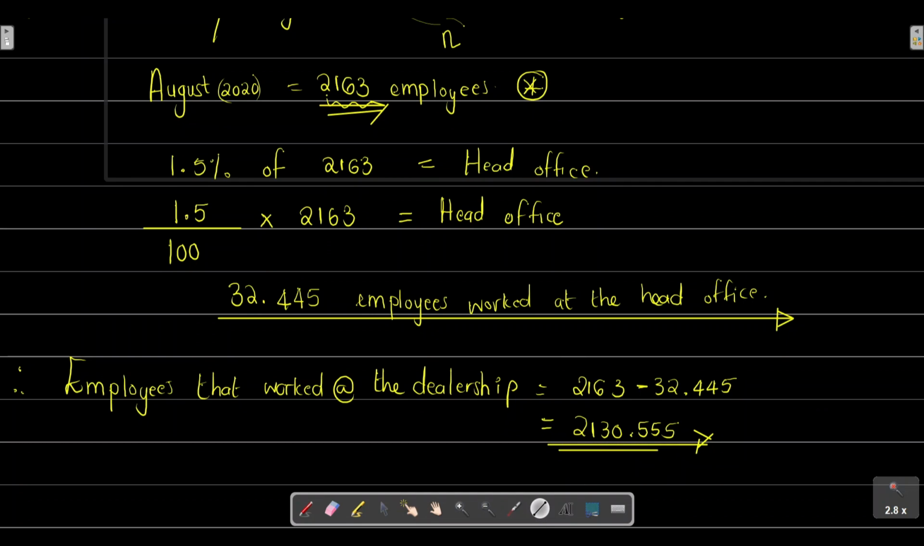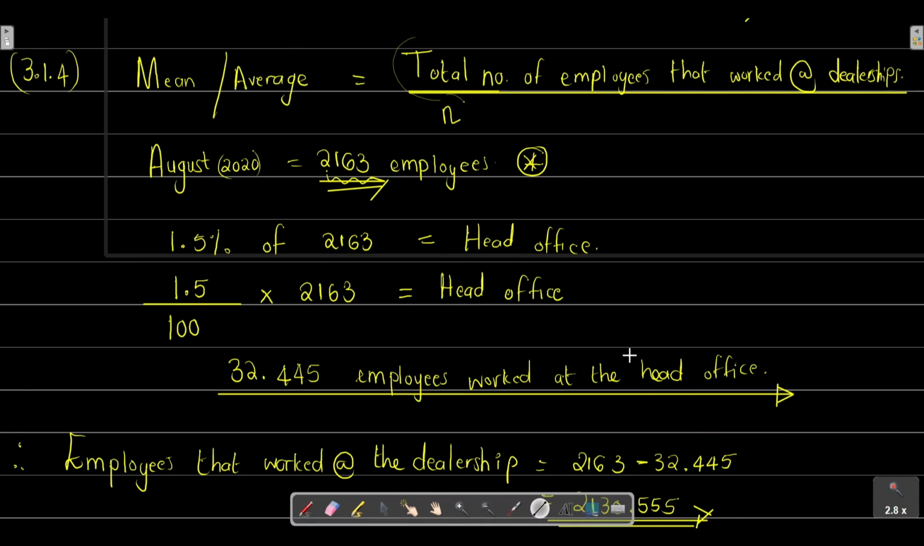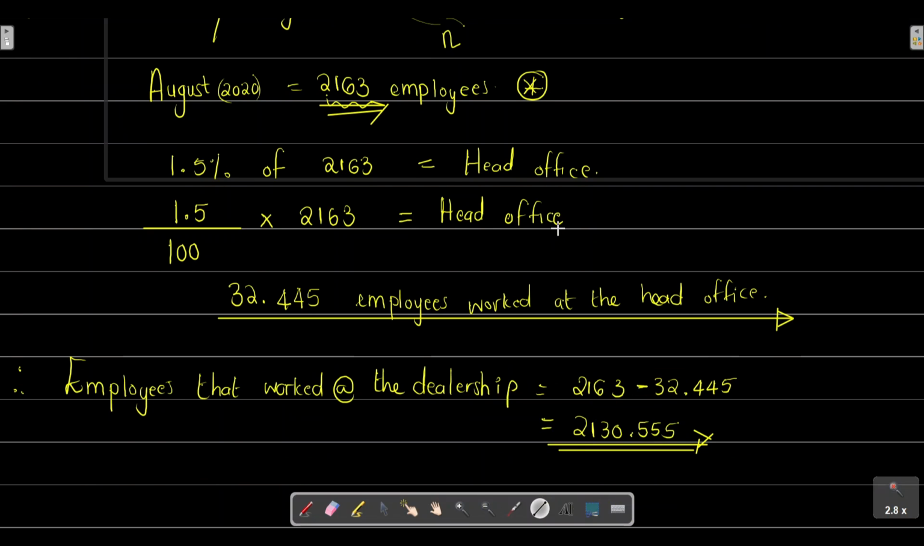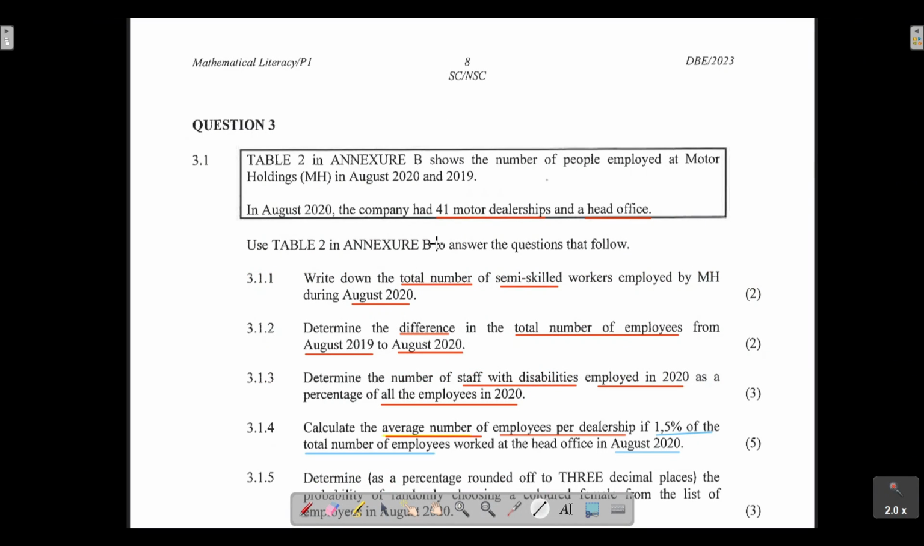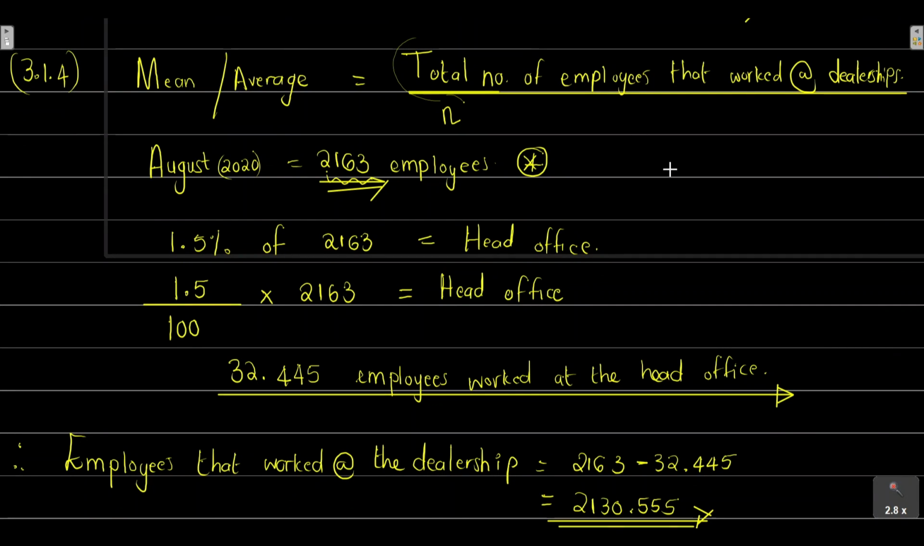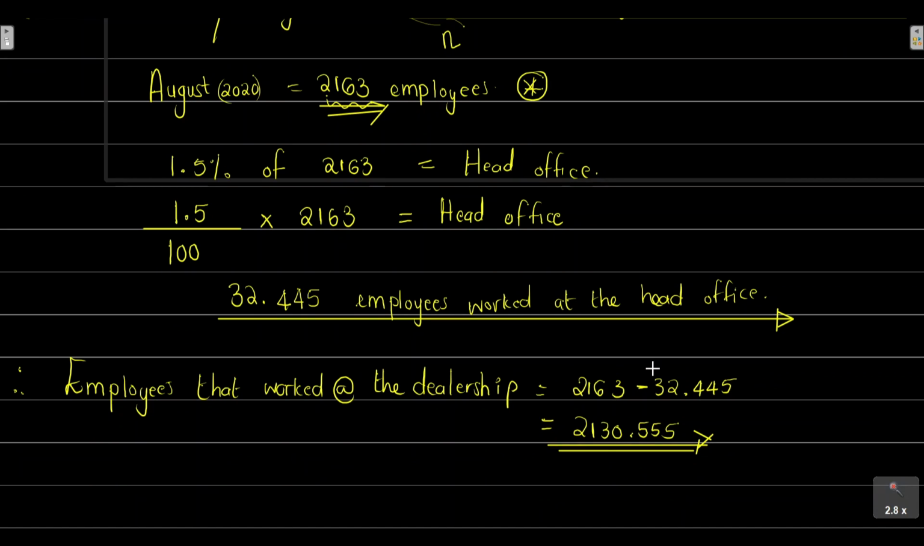So this is a value that we can actually work with to determine our average, because the question asked us to calculate the average number of employees per dealership. Another thing I want to reiterate with this question is that we don't really have to think, okay, but you don't get 32.445 people.